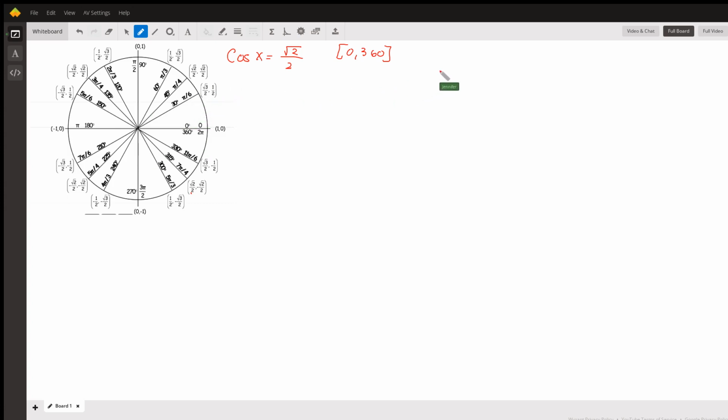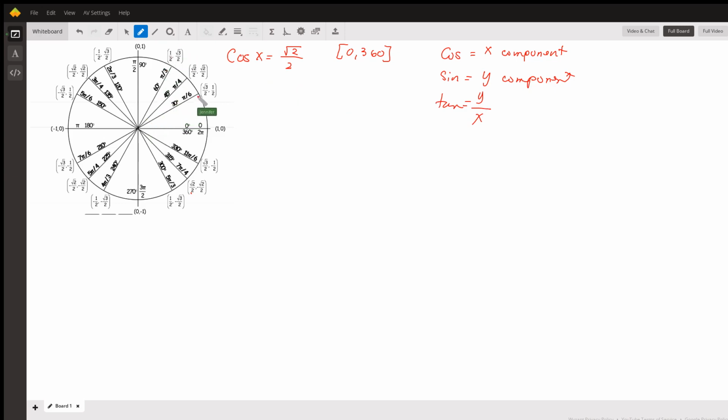Okay, so in general, if you want cosine, this is basically the x component. I'm going to explain that in a minute. Sine is your y component. And if you want tangent, it will be opposite over adjacent, which is y over x. Okay, now why is that so?